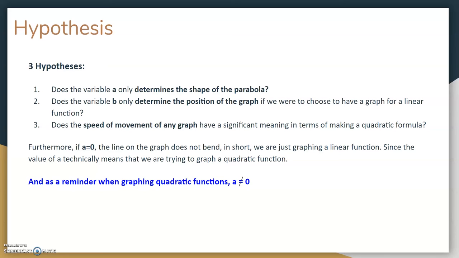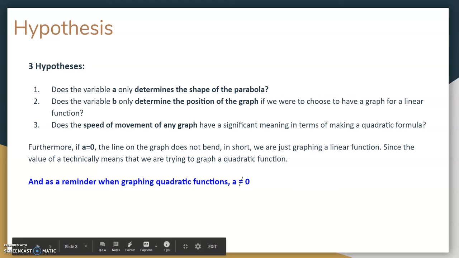Furthermore, if a equals 0, the line on the graph does not bend. In short, we are just graphing a linear function, since a equal to 0 means that we are not actually trying to graph a quadratic function. As a reminder, when graphing quadratic functions, a should not be equal to 0.